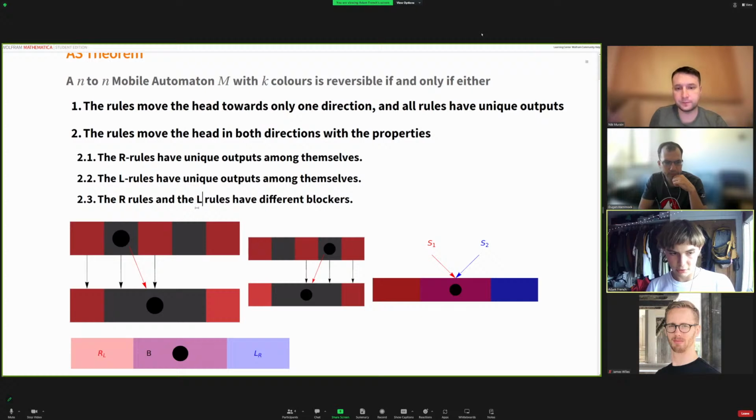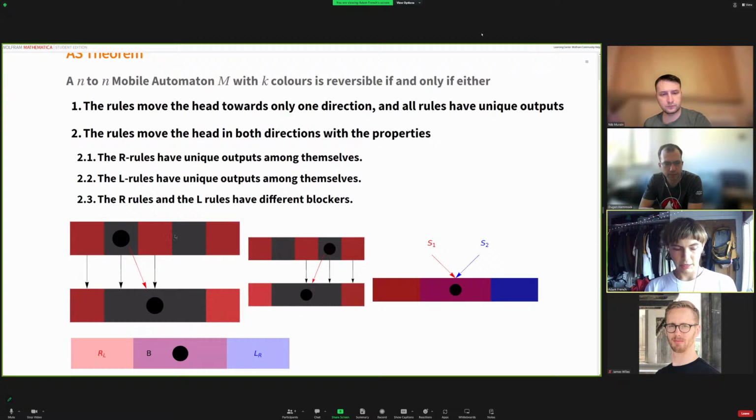So if a left rule and a right rule share the same blocker, we could construct the state in which this blocker agrees with this left rule and the right rule. But then we further could make the set of cells on the left-hand side suitable for the right rule. So in this case, we could make these two cells fit the output of the right rule. And for the left rule, we could make the right two cells appeal to the left rule.